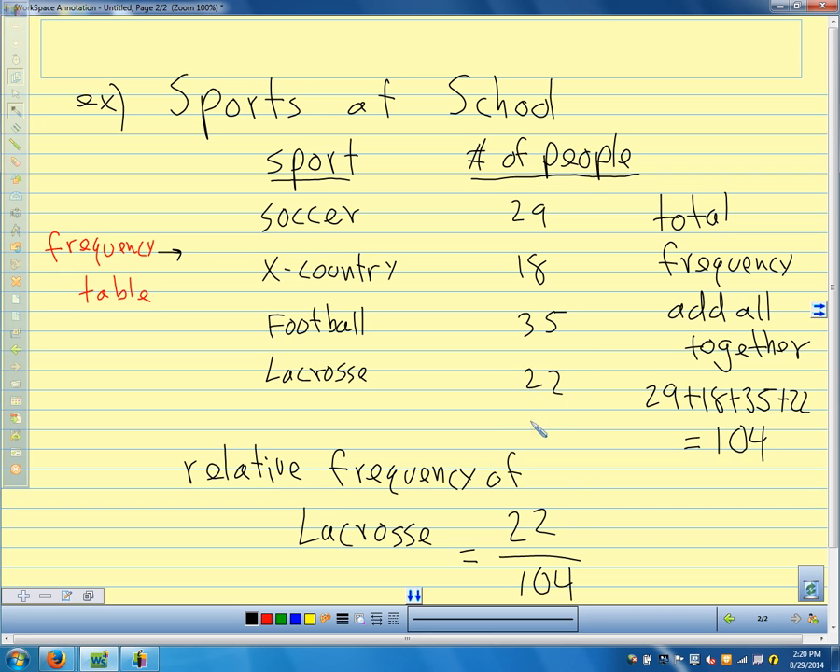Turn that into a decimal, and this is about 0.21. And as a percentage, how do we turn that into a percent? Move the decimal 2 to the right. So what percent is this? 21%. So the relative frequency of lacrosse players at this school is 21%, or 0.21, or 22 out of 104.